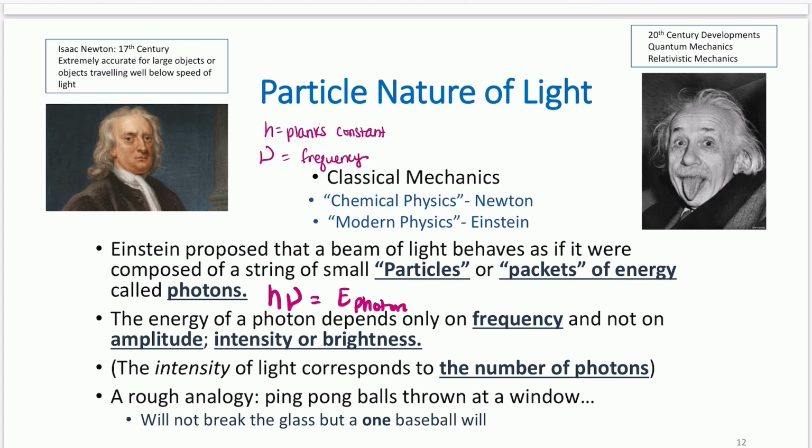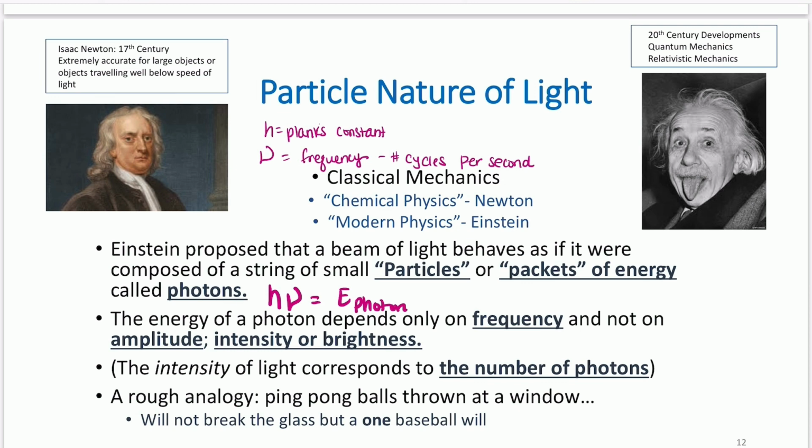The energy of that photon depends only on frequency, not on your amplitude, intensity, or brightness. Amplitude is related to intensity and brightness. It makes no difference on that. It's just dependent upon the frequency. And remember, frequency is the number of cycles per second. How many cycles do I hit per second?